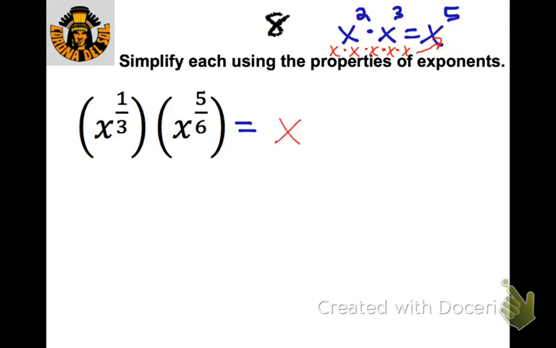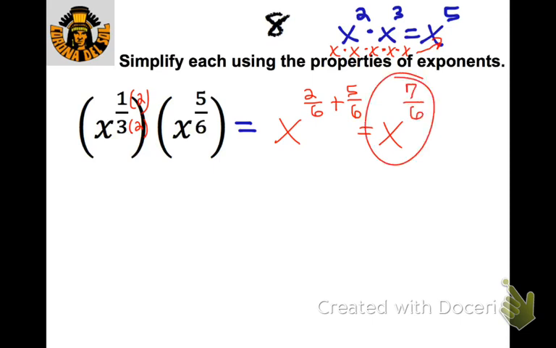So we're going to say x, and we need to get a common denominator. So this one we're going to multiply by 2, top and bottom. So that would give us x to the 2 over 6 plus, and this one's already 5 over 6, so that means this would be x to the 7 over 6.